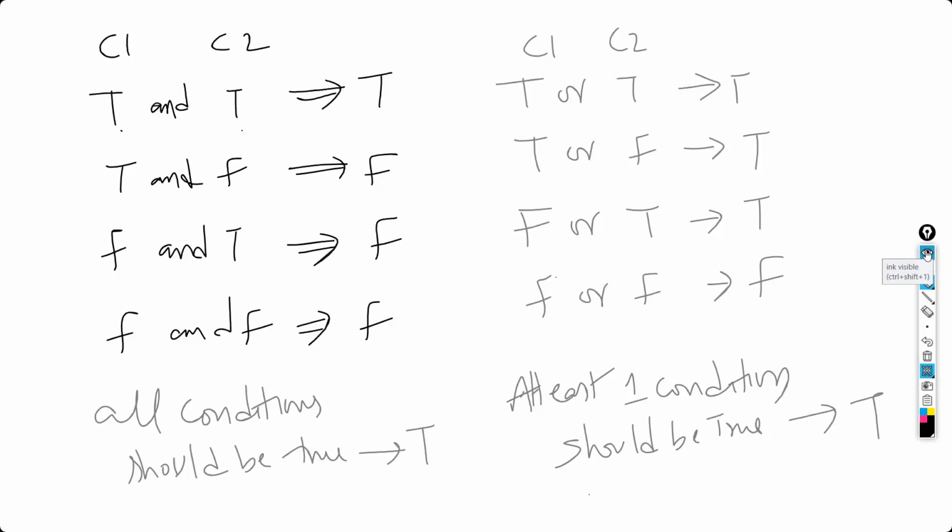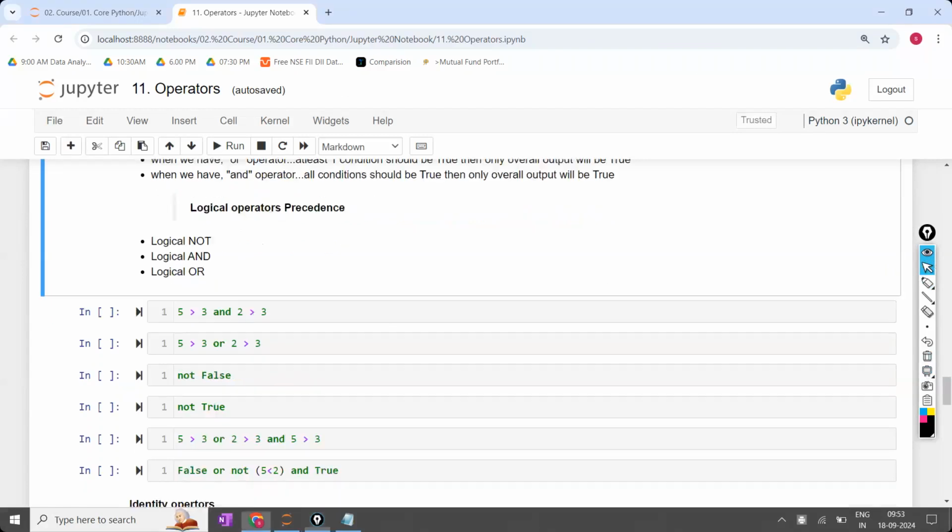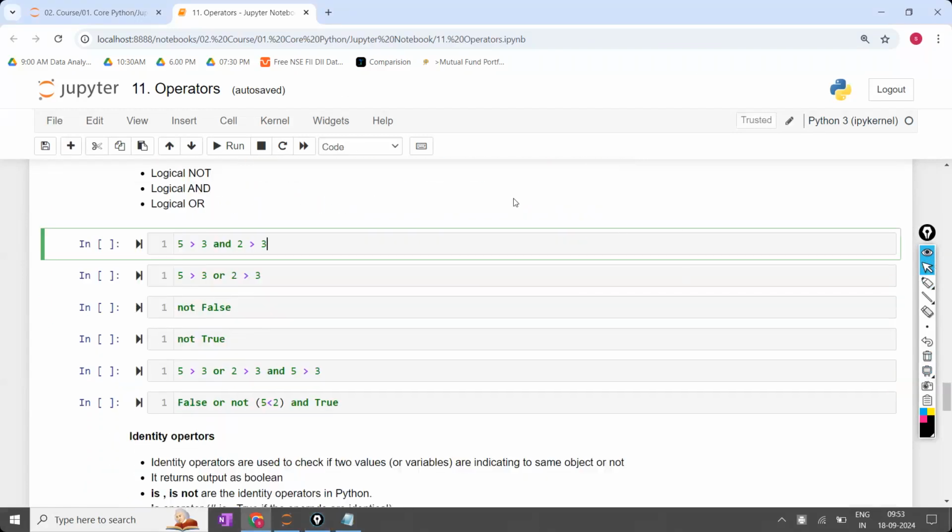Done? Completed? Now let's take an example here. 5 greater than 3. This is a comparison operator. And 2 greater than 3. This is also a comparison operator. Now, my question is, here one comparison operator is there, a logical operator is there, and again a comparison operator is there. Total how many operators? 3. Out of 3, 2 comparison and 1 logical.